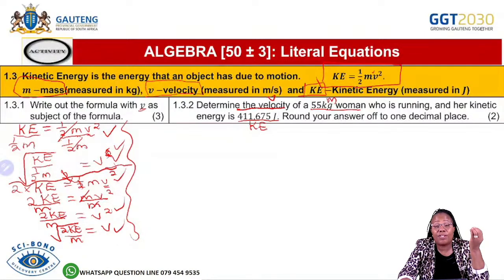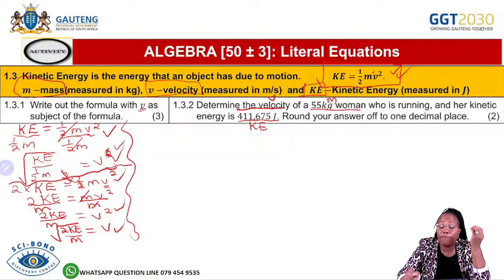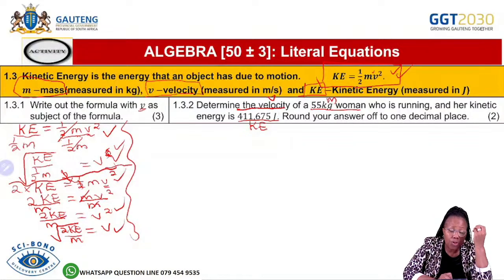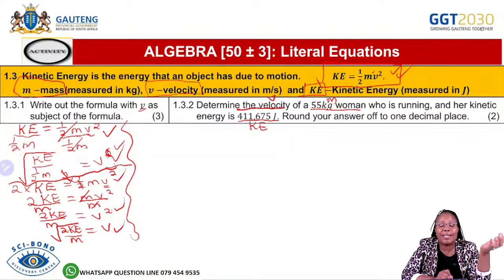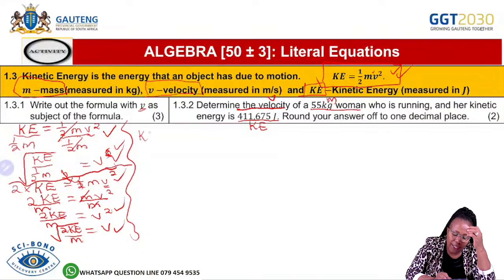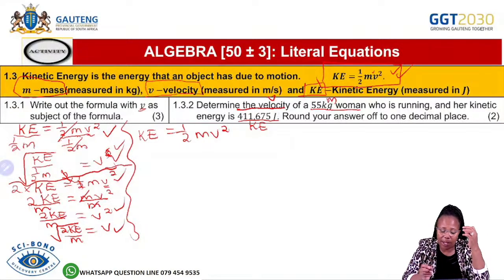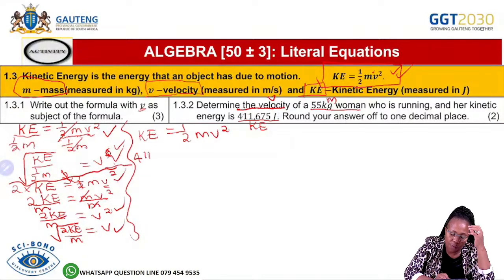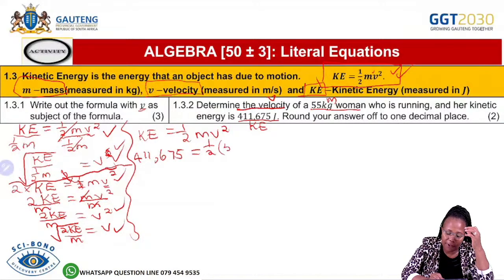My advice is that to be safe, stick to the initial formula. Because if you use yours, which says V is equal to something, and it happens that you simplify it wrongly, it will affect your answer, okay? But if you go to the original KE equals half mv squared, and then we substitute whatever we have. We have kinetic energy is 411,675 equal to half. We are given a mass of 55, and then we have v squared.